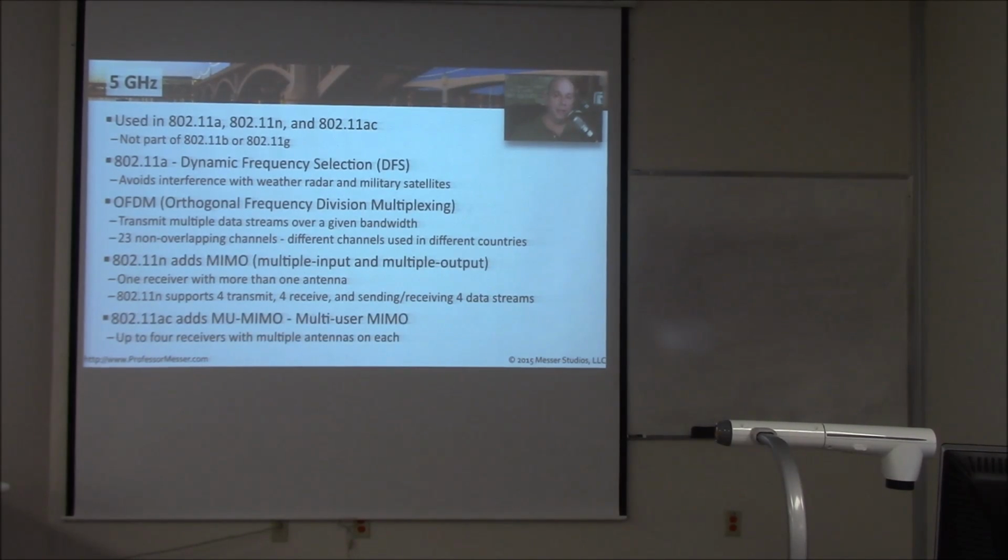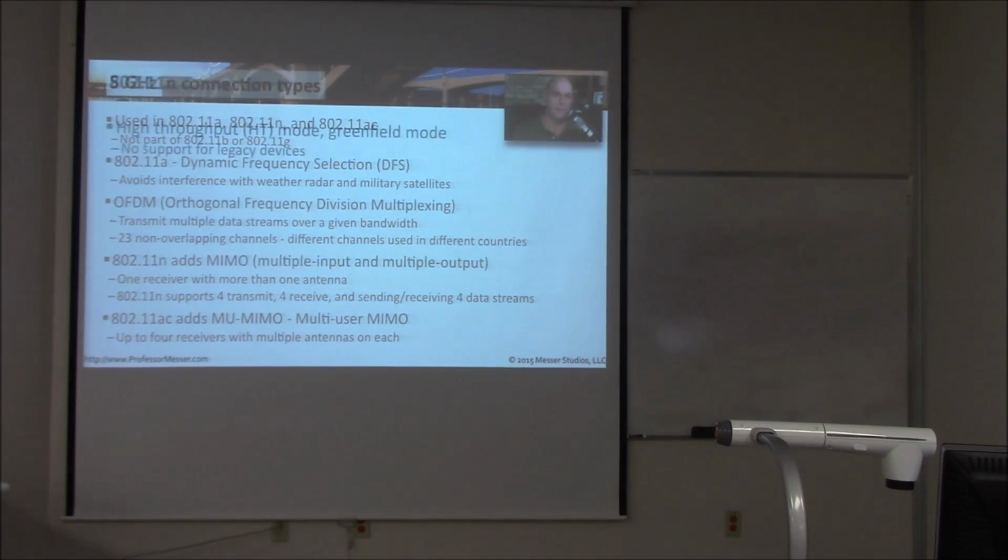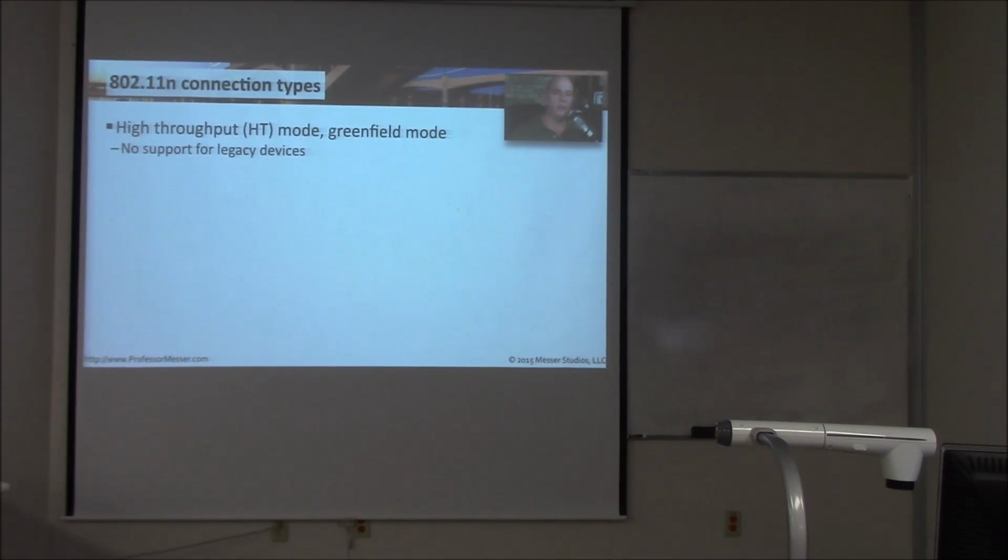802.11ac takes this another step farther with multi-user MIMO or MU-MIMO. With multi-user MIMO in 802.11ac, you can have up to 4 separate receivers inside of an access point with multiple antennas on each of those. And with that particular architecture, you're able to get multi-gigabit speeds out of these wireless networks on 802.11ac. There's a large emphasis for backwards compatibility when you start using these wireless networks.